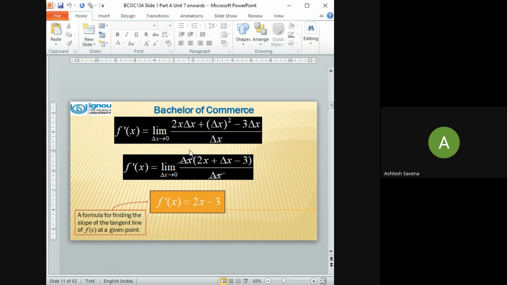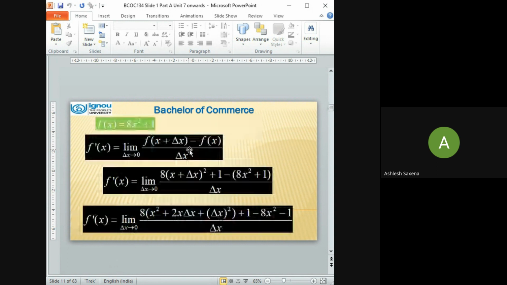This is the application of first principle of derivative directly to the problem. The problem can be asked as applying first principle of differentiation. Now, your next problem is you have to find f'(x). Here, f(x) is equal to 8x squared plus 1.